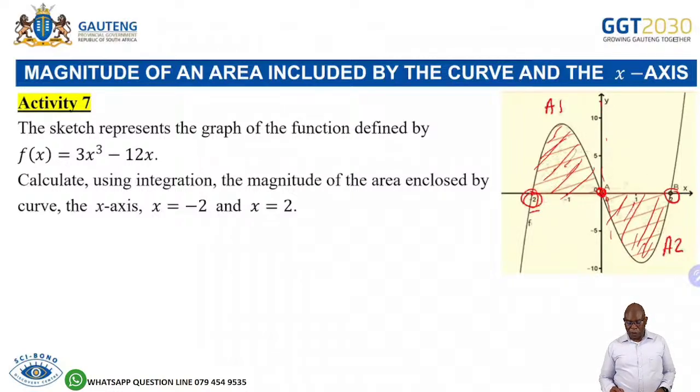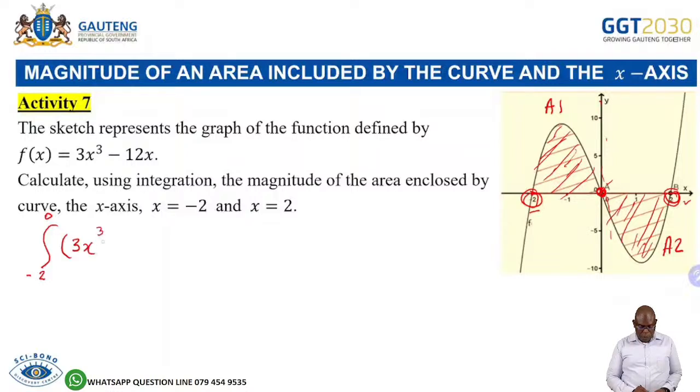Area 2, I'm going to say from 0 to 2. The upper one will be 2, the lower one will be 0. So I've got two options. First, I'm going to write my integral. The upper part is 0, the lower part is negative 2. So I'll get the integral of 3x cubed minus 12x dx.